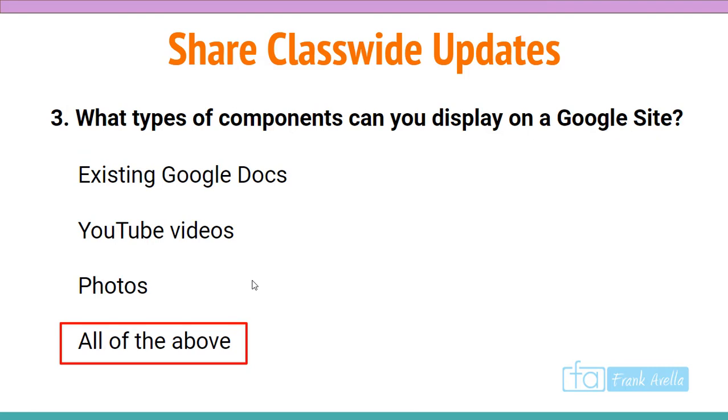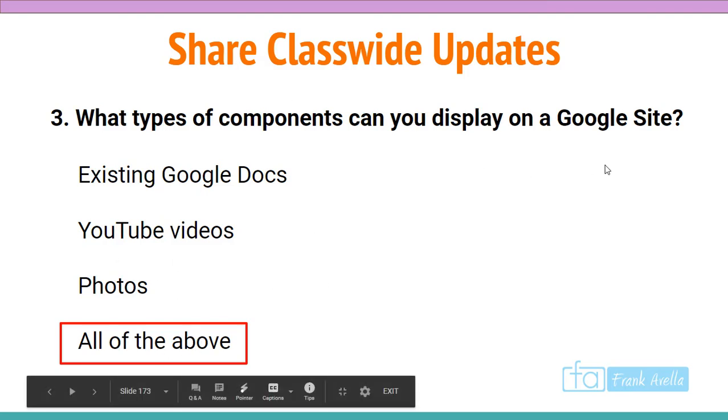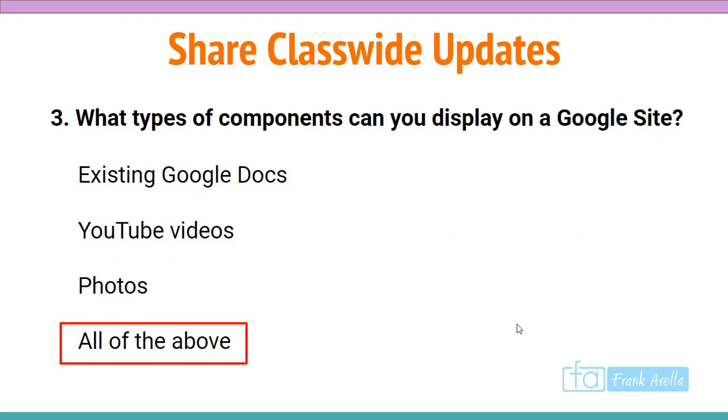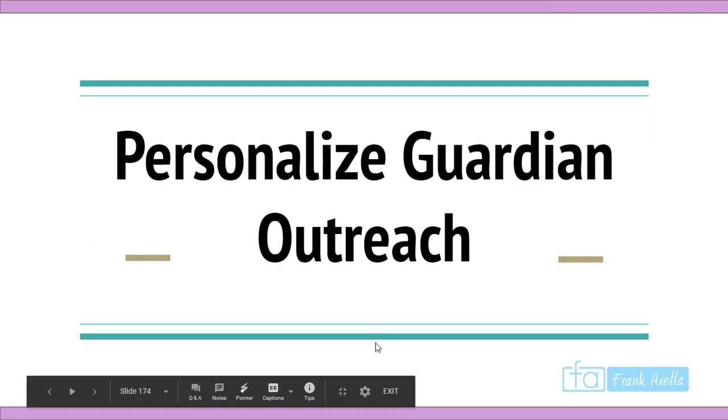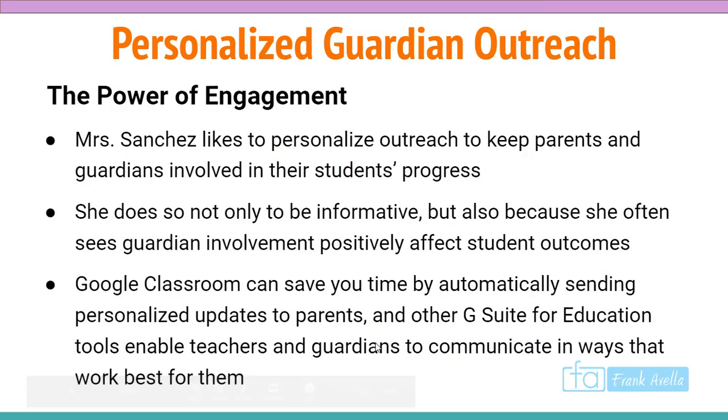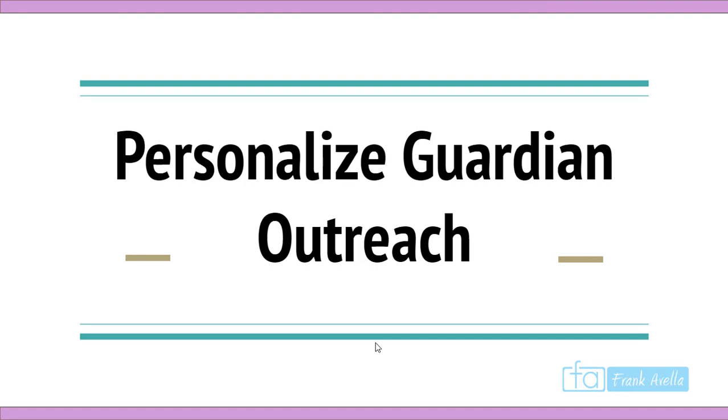What types of components can you display on a Google site? All right, you can put a lot on a Google site. You can put a Google document, you could put YouTube videos, photos, all of the above, right? That's one of the great things about Google Sites. You could add everything into it. Okay, personalized guardian outreach. Again, we're talking about guardian outreach, right?